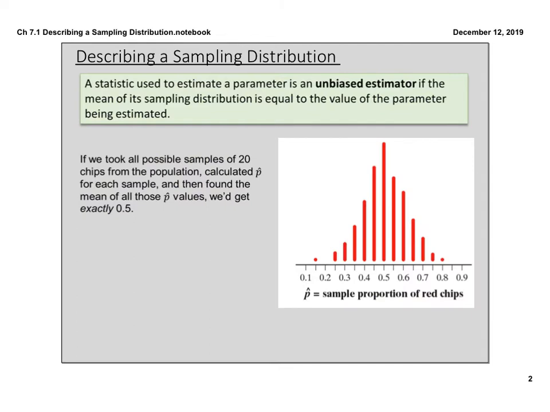When we describe a sampling distribution, it says a statistic used to estimate a parameter is called an unbiased estimator if the mean of its sampling distribution is equal to the value of the parameter being estimated. So if we went back to the red and blue chips, where they were deciding the homework time, and you took all possible samples of 20 chips from a population, calculated the p-hat for each sample, and then found the mean of those p-hat values, we would get exactly 0.5. That's what that statement is saying. That's an unbiased estimator.